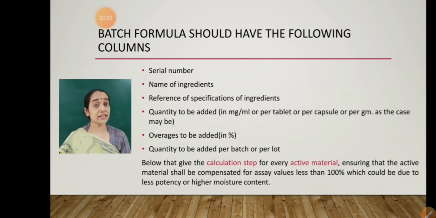Now after this batch formula record, there should be the calculation steps for every active material. As we have discussed different components, in the same manner when we are writing, they should be followed in the same manner. All the calculation steps for every active material should be included, and it should depend on the water content, so we should consider the water content as well as its loss on drying, and the product should maintain 100% of the therapeutic efficacy.